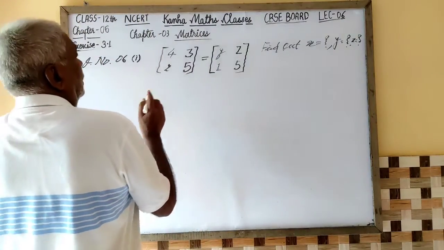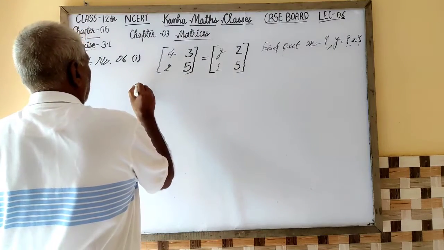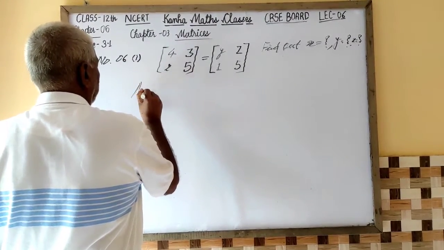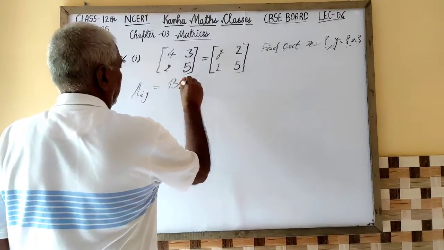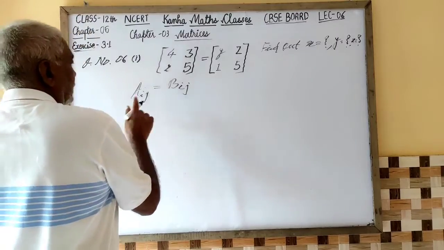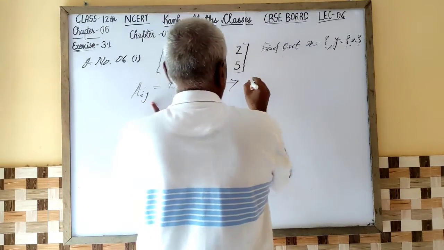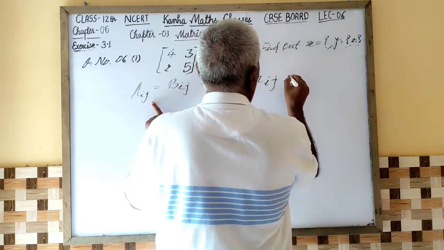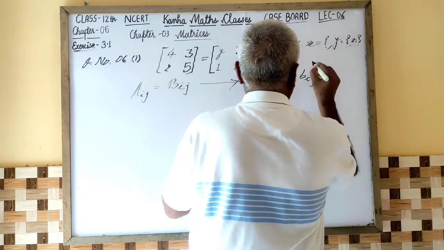For the equality of matrices of the same order, A ij is equal to B ij. It means the corresponding element of this matrix A ij is equal to B ij.